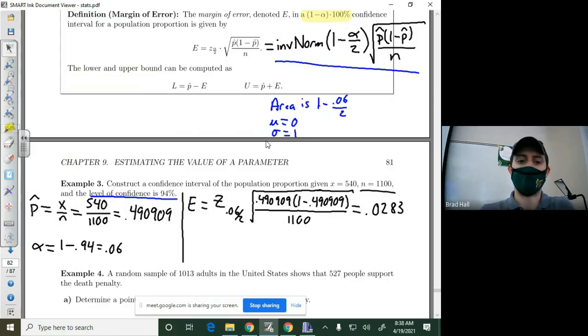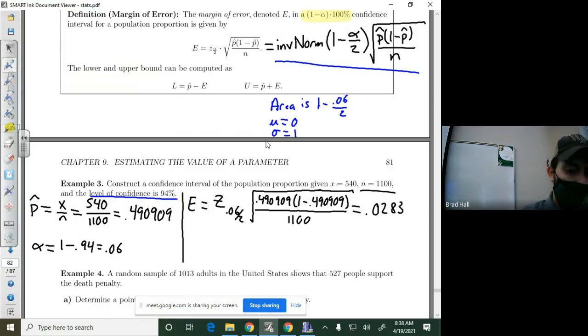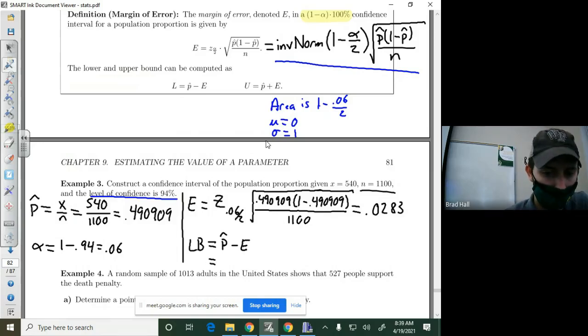But this is not the final answer. This is the error. They want the interval, the confidence interval. We know how to find the bounds now that we know the error. So we can find the lower bound, which is the point estimate minus the error, and we can find the upper bound, which is the point estimate plus the error.